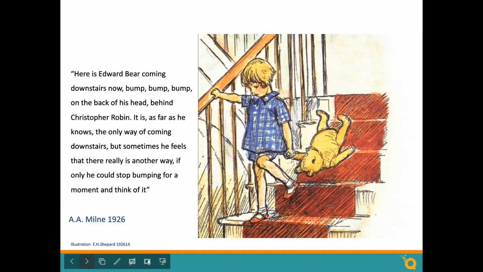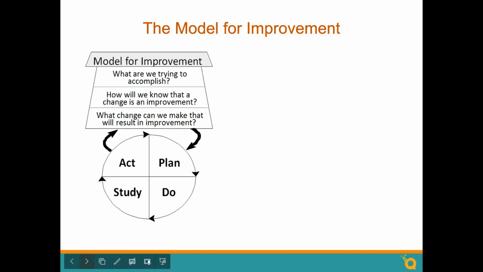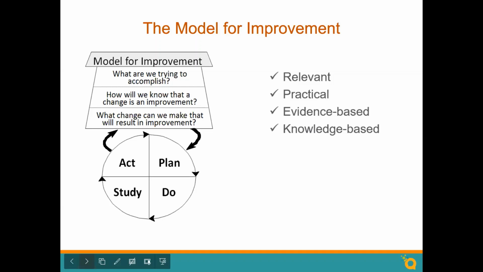And process mapping gives us that pause to reflect and think about, there probably is another way, and you want to stop bumping for a minute and think about that. It is grounded in the model for improvement, as Ashley pointed out at the beginning. When we're process mapping, we are focused on trying to understand more about what is possible, the future state. We want to know more about what changes we could make that would result in an improvement. And we want to know about how will we know.